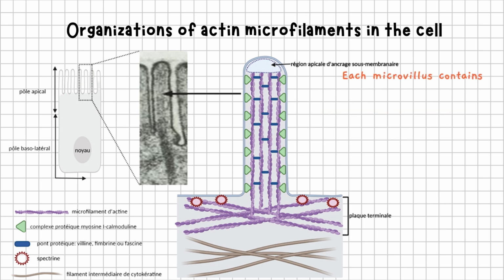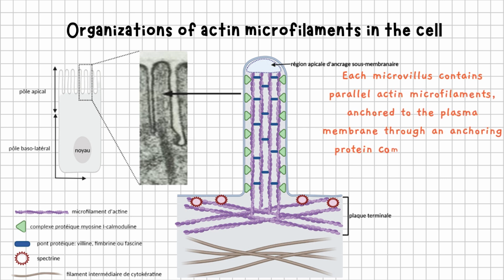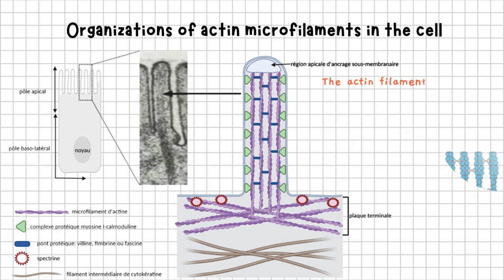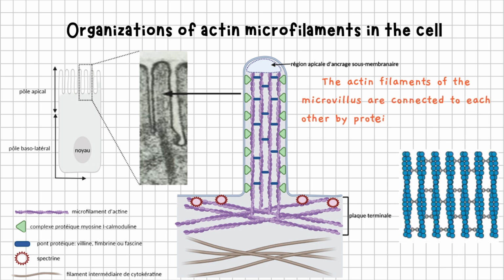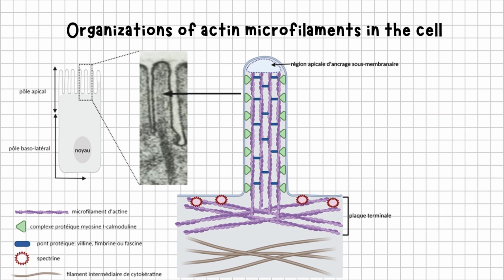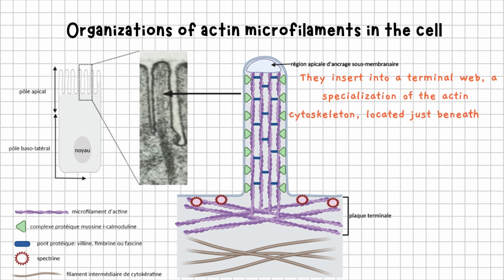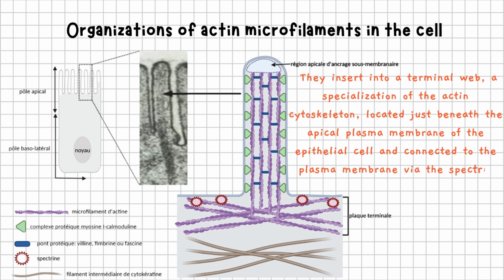Each microvillus contains parallel actin microfilaments, anchored to the plasma membrane through an anchoring protein complex, myosin-I calmodulin. The actin filaments of the microvillus are connected to each other by protein linkers composed of villin, fimbrin, or fascin. They insert into a terminal web, a specialization of the actin cytoskeleton, located just beneath the apical plasma membrane of the epithelial cell, and connected to the plasma membrane via the spectrin protein. These microfilaments provide stability to the microvilli.